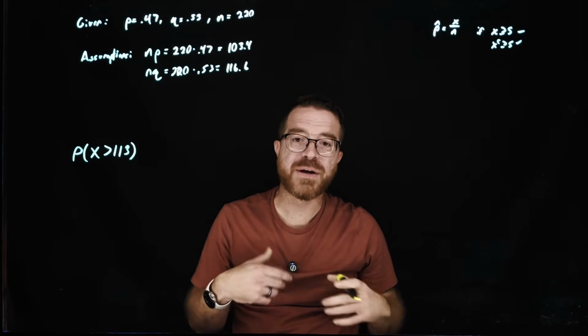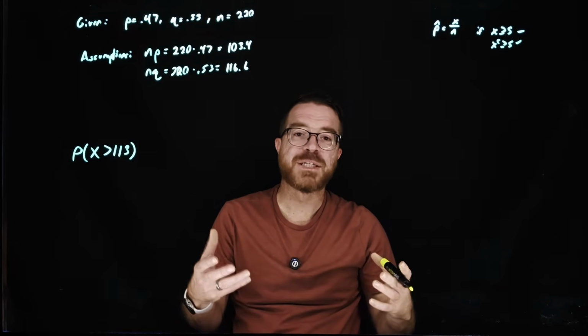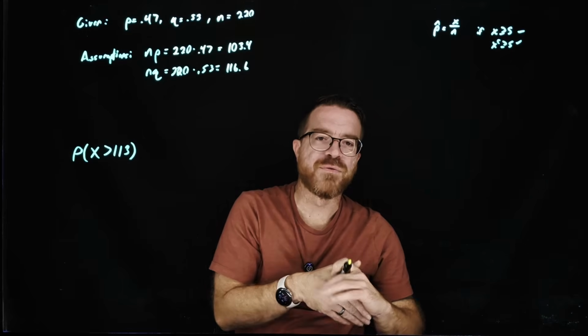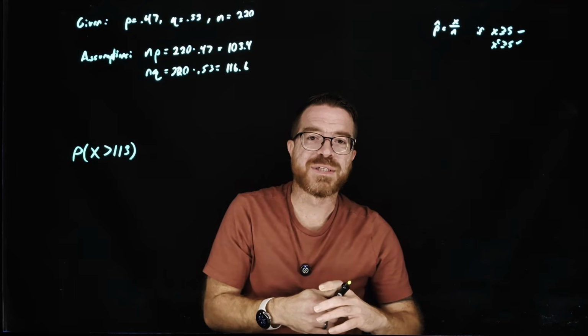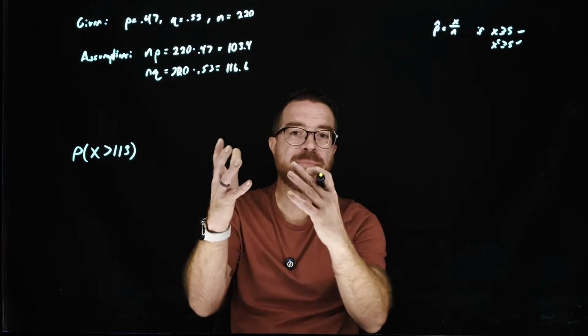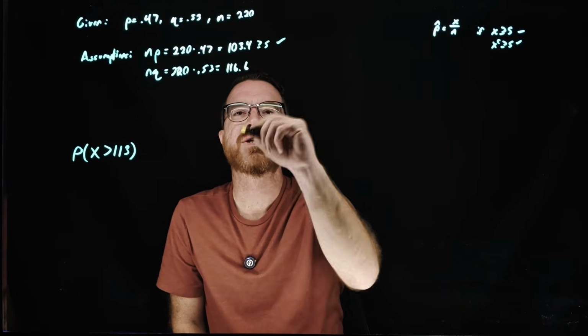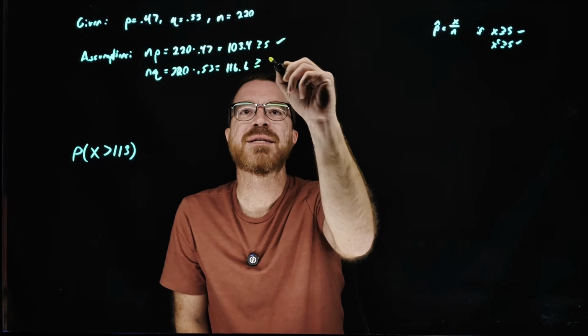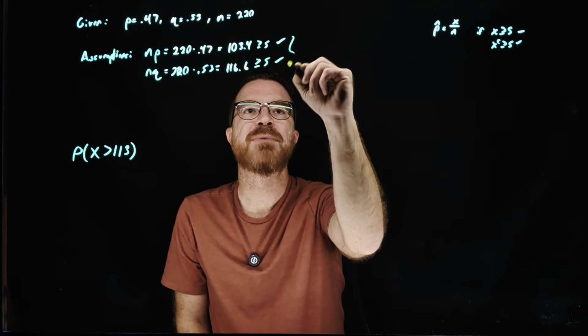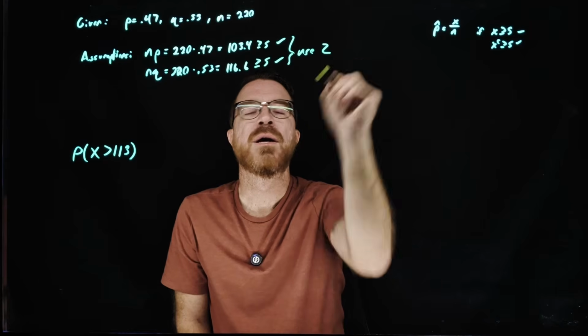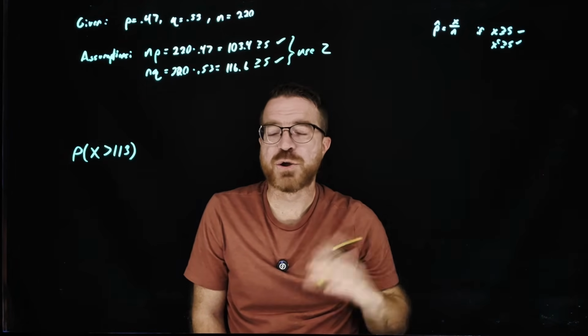So if I were to go out and ask 220 people, then I would expect on average 103.4 would say no, and 116.6 would say yes. But going back to our actual assumptions, 103.4 is greater than or equal to 5, so that's good. And 116.6 is greater than or equal to 5, so that's good. So this means that we can use our standard normal or our z distribution.